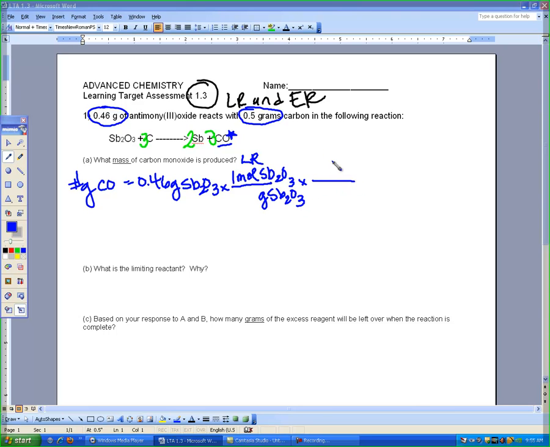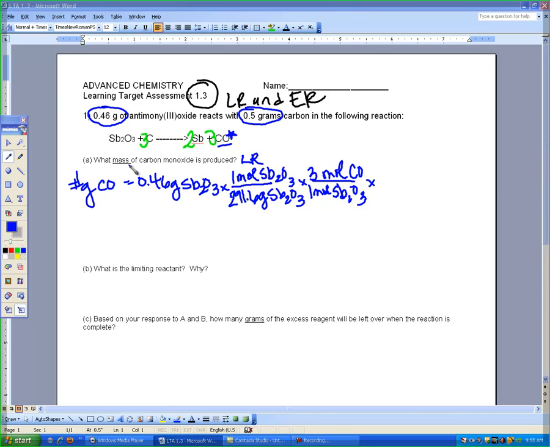Okay, let me do that real quick. Antimony is going to have a molar mass of 121.8. And I'm going to add that to 16 times 3, which is 48. That gives me 291.6 grams per mole. Okay, next then is my mole ratio. So for every 1 mole of Sb2O3, I have 3 moles of CO.